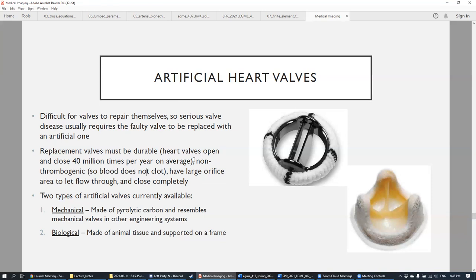They have to be non-thrombogenic. Basically, they can't cause your blood to clot, because obviously that would be a bad thing. And they have to have a large orifice area, so they have to allow enough blood flow to go through.